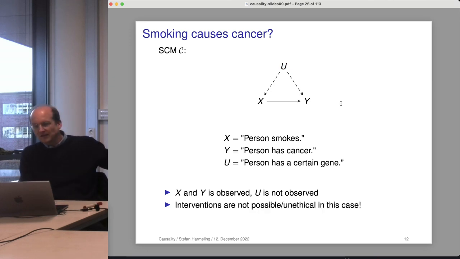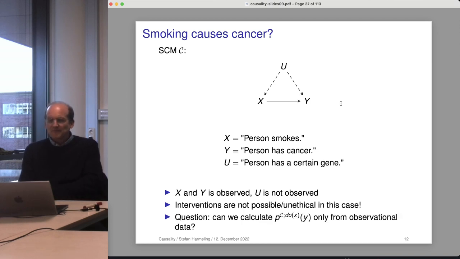As I said, interventions, which would be a randomized experiment, are unethical, so we don't want to do it. And the question will be, can we calculate the distribution of Y given that we set X to a particular value? That is the question. It's not about whatever, maybe your parents smoked and it makes you more likely to smoke as well, and it makes you also have the same illnesses as your parents, and so on and so forth. How can we distinguish it?